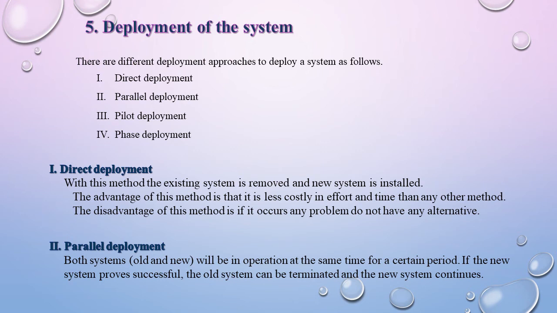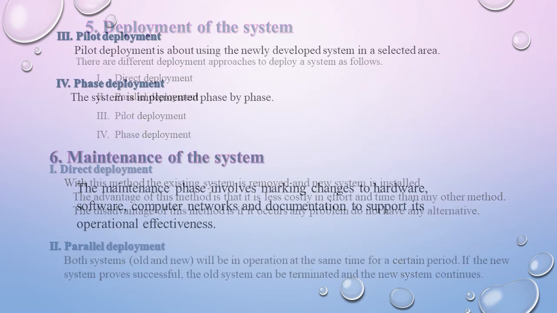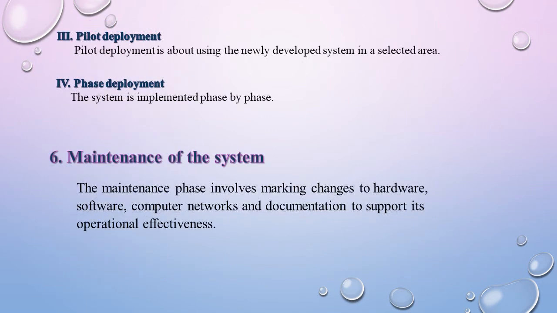2. Parallel deployment. Both systems, old and new, will be in operation at the same time for a certain period. If the new system proves successful, the old system can be terminated and the new system continues. 3. Pilot deployment. Pilot deployment is about using the newly developed system in a selected area. 4. Phase deployment. The system is implemented phase by phase. 6. Maintenance of the system. The maintenance phase involves making changes to hardware, software, computer networks and documentation to support its operational effectiveness.